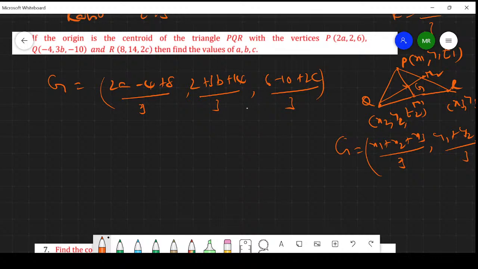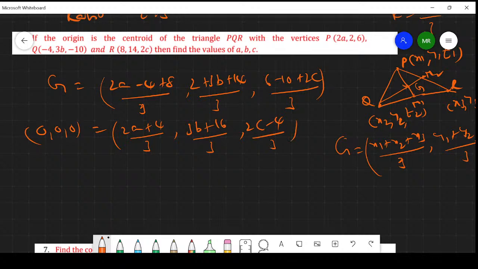This is the centroid formula, G, I have written. So they have given 0, 0. So I can equate the same thing: 2a minus 4 plus 8 plus 4 by 3, and this one 3b plus 16 by 3, and this one 2c minus 4 by 3. Equating each coordinate, I can find the values of a, b, c. They are asking to find the values of a, b, c.